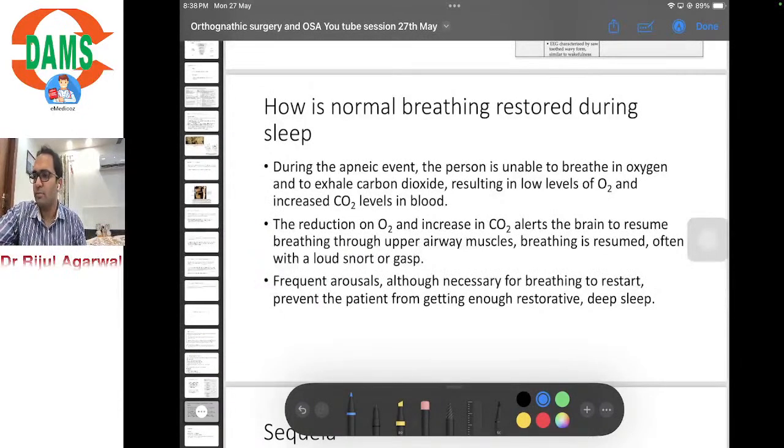Okay, I hope it's clear now. So obstructive sleep apnea is basically this frequent arousal which occurs due to apnea and hypopnea events.